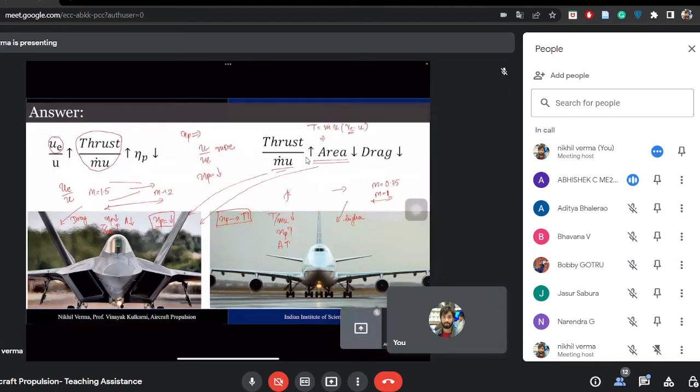On which basis do you define the Mach number, sir? What all the properties will we be considering to define the Mach number? Okay. Mach number is defined as the velocity of the aircraft divided by the speed of sound.